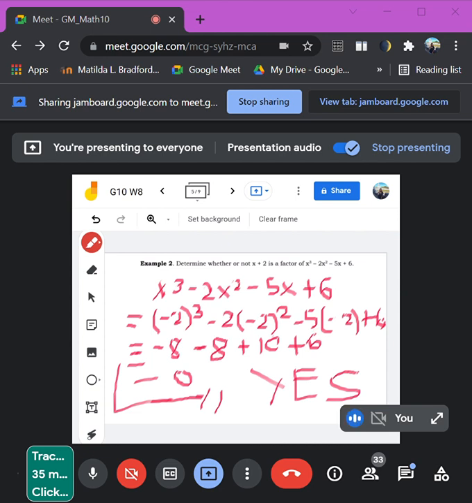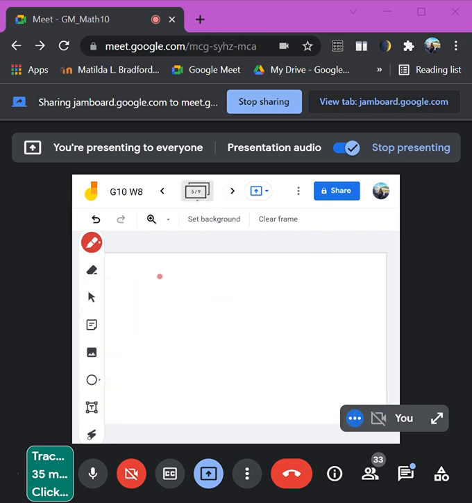You can use synthetic division as well to see if our answer is really correct. You can double check your answer in the remainder theorem by always using synthetic division. So we take the coefficients and do synthetic division. We have 1, negative 2, negative 5, and 6. Then our divisor is negative 2. We just need to check this.